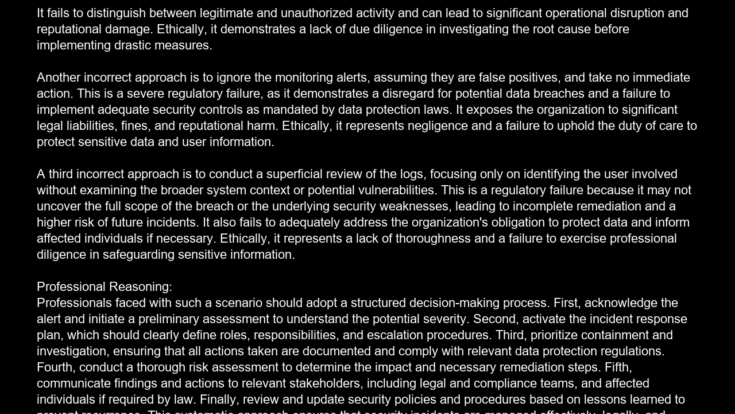Ethically, it demonstrates a lack of due diligence in investigating the root cause before implementing drastic measures. Another incorrect approach is to ignore the monitoring alerts, assuming they are false positives, and take no immediate action.